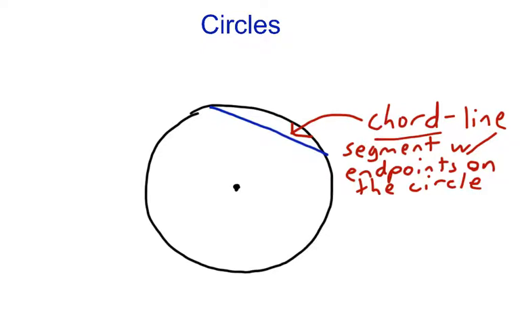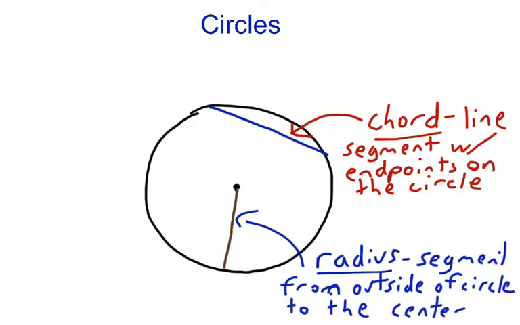All right? Another thing I want to talk about is the radius. Radius is if you go from the center to the edge of the circle. So I'm going to call that my radius. It's the segment from the outside of the circle to the center. All right, so the radius is the segment from the outside of the circle to the center.